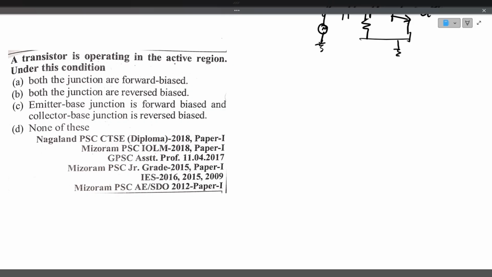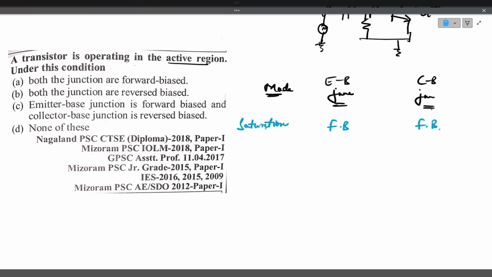A transistor is operating in the active region. Under this condition, are the junctions forward biased or reverse biased, she is asking. We know there are two junctions, the emitter base junction and the collector base junction. What will be the mode of operation with respect to the biasing of these junctions? If the emitter junction is forward biased and the collector junction is also forward biased, the transistor acts in saturation mode. Transistor works in saturation mode, acts as a closed switch.